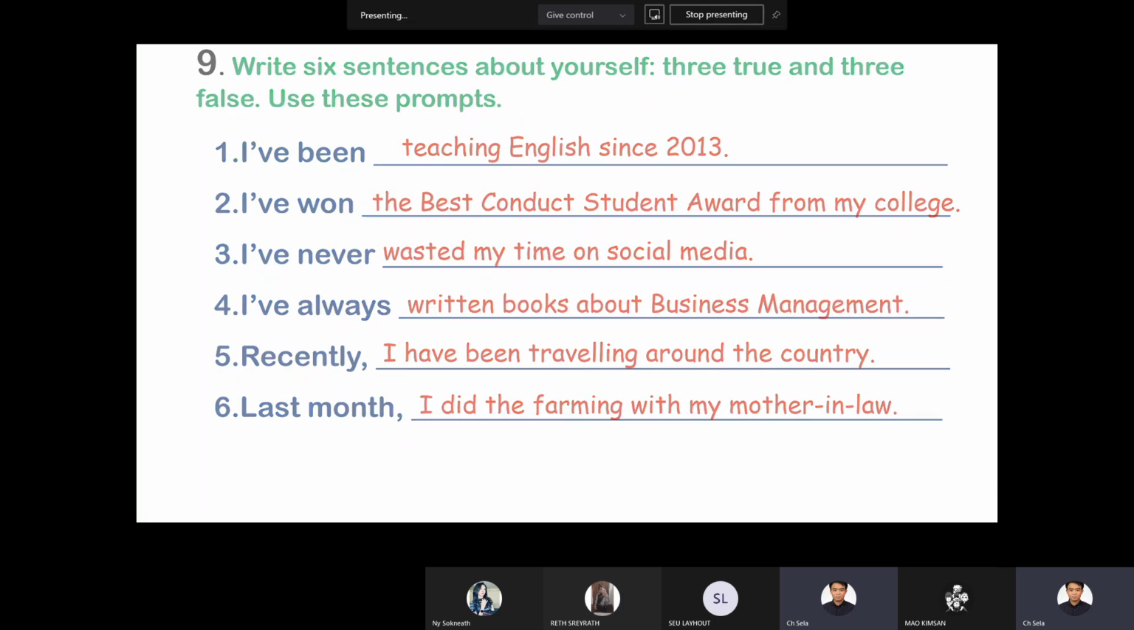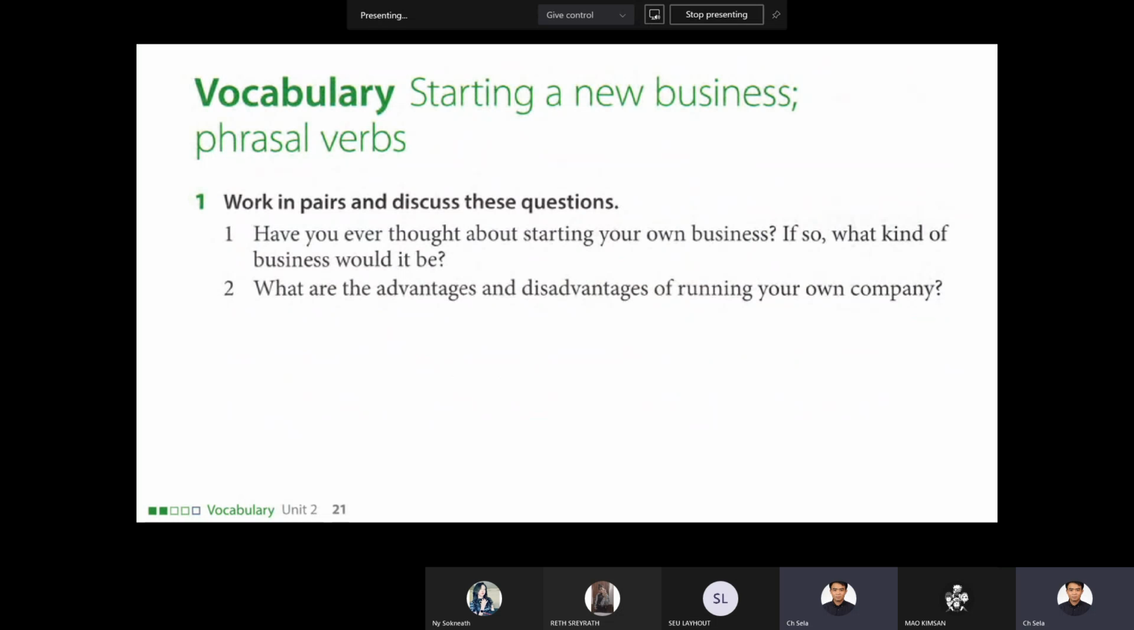So let's go to the next one. Vocabulary, starting a new business. Phrasal verbs, all right? Okay, starting a new business. Do you want to start your own business?